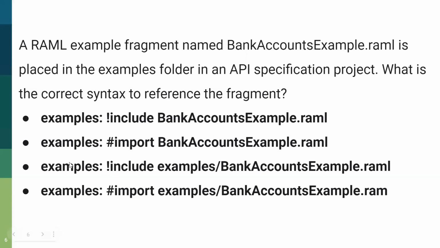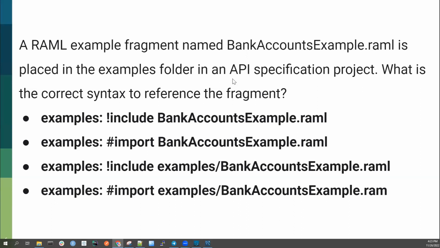The difference between A and C is that A just considers the file to be on the same level as the root file, whereas C puts the examples folder first, giving the correct path. So let me see, the answer is, yeah, perfect. We have to specify the complete path, whatever it is. It could be deep, even nested subfolders. In that case, we also have to specify the correct path.